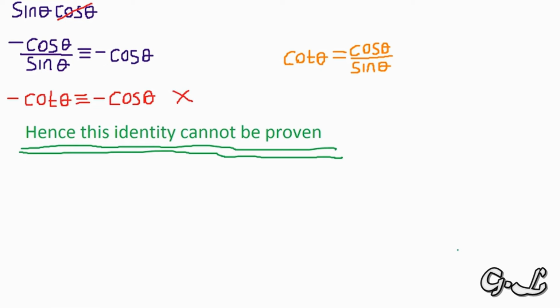So now this was more like a question which can waste your time when you are in an exam room. This can cost you your time, whereby you can spend a lot of time trying to figure out why it is giving you negative cot theta while theirs is negative cos theta.